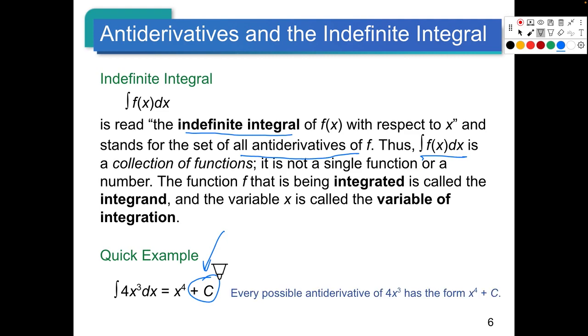So this gives us every possible iteration of x to the fourth that this function could come from. If it was x to the fourth plus a million, you take its derivative, you'll get 4x to the third. But the million becomes 0, so the derivative of a million becomes 0. Okay. Does it make kind of sense so far?